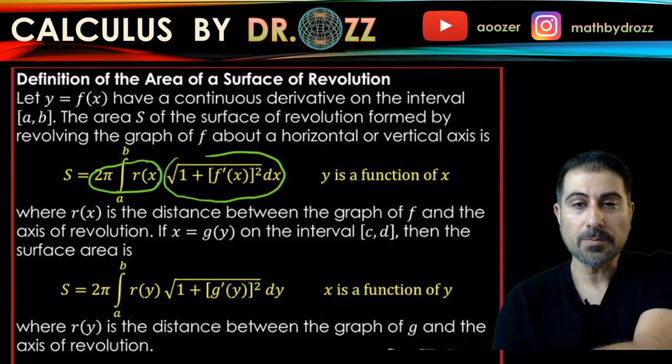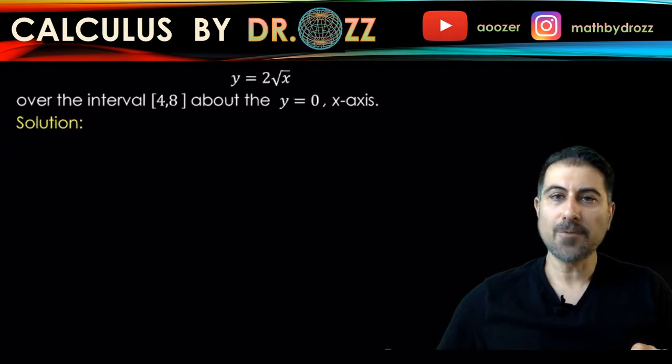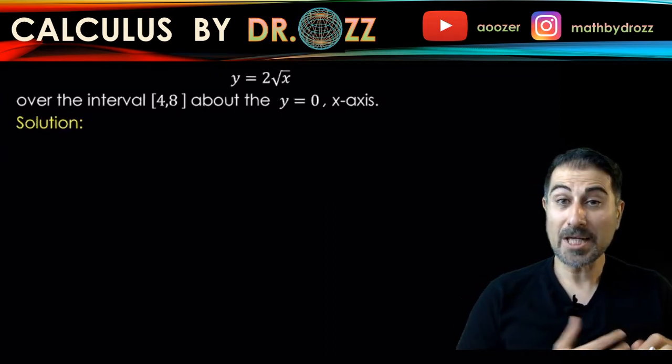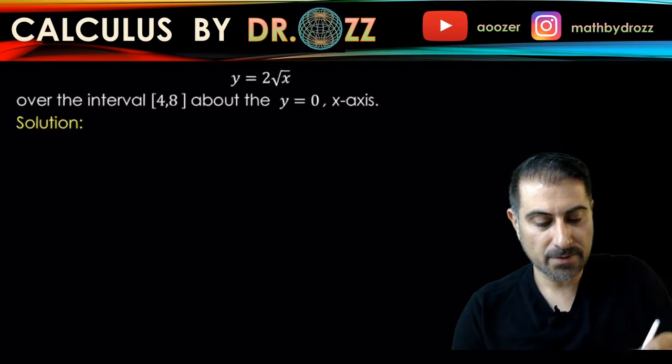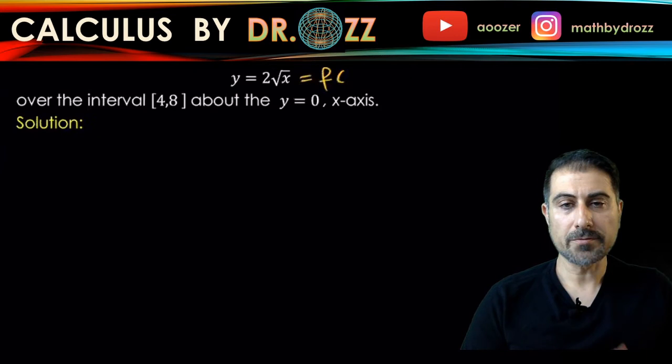All right, let's go back to the problem and see what we have. Here, we have y equals 2 radical x. In fact, this is the f of x representation of the function. So we're going to use the first formula.